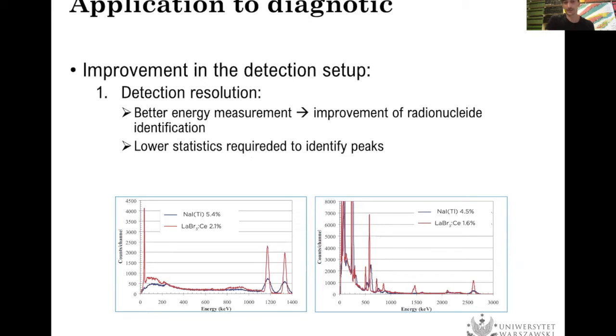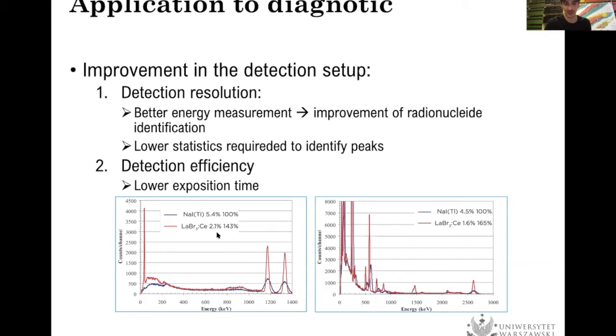Then, after detection resolution, the second aspect is the detection efficiency. So you want to improve this aspect also. And here it has been measured, comparing two detectors that have exactly the same size, with the data taken in the same way, so same distance to the source and so on. And you see that the efficiency of the new detector is relatively higher than the one of the sodium iodide in all the different regions.